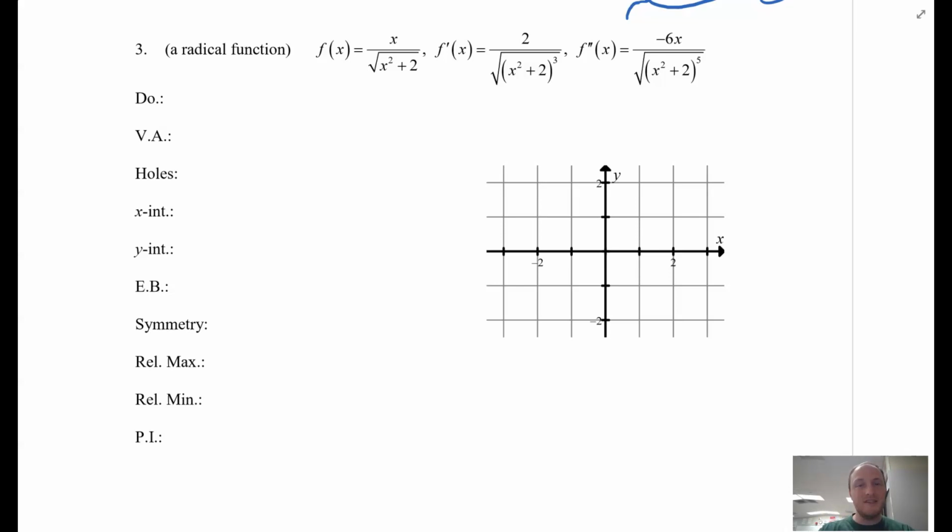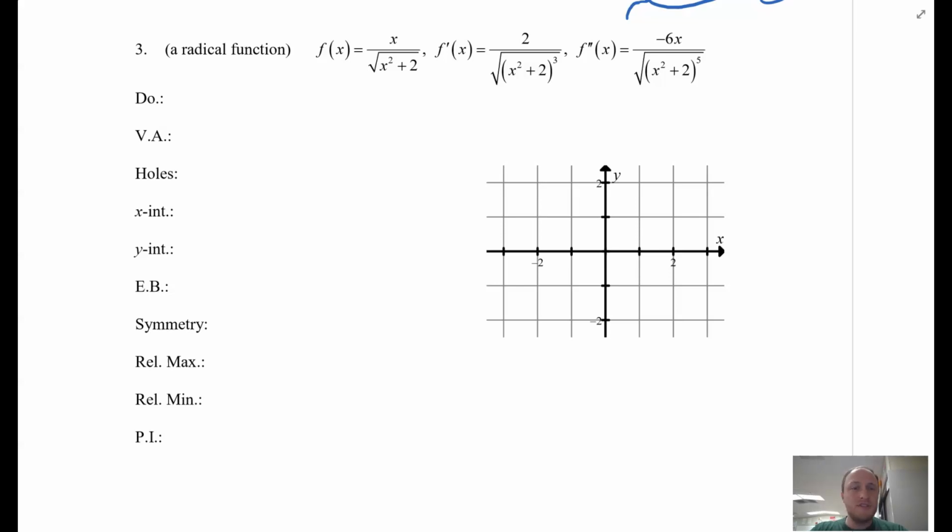Now, again, this is a radical function. I have a square root in the denominator, so that makes it radical. Again, we don't want those values to be less than 0. That would produce imaginary outputs. And notice my radicand is x squared plus 2. So no matter what I plug in there, I'm not going to have any values that are less than 0.